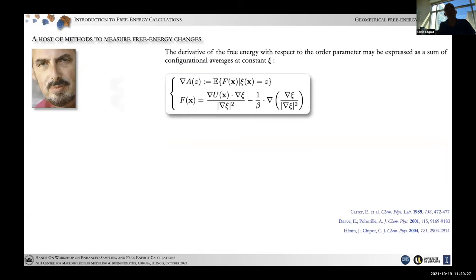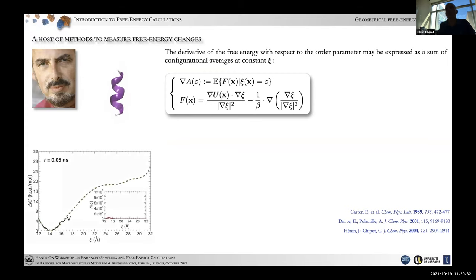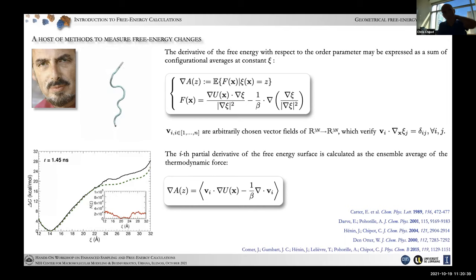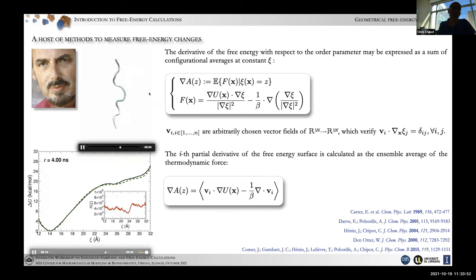A different approach was introduced in 2001 by Andrew Pohorille and Eric Darve. That's not a histogram-based method. It's actually a gradient-based method. So the idea here is you define your collective variable of interest, and you calculate along this collective variable the force that is exerted, and you will store this force.